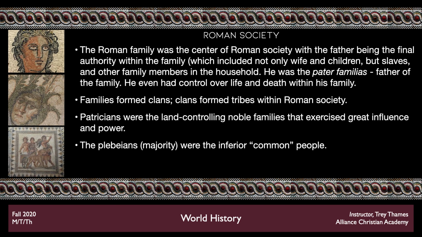The patricians, there's going to be 2 groups that are going to basically fall here in the formation of Roman society. The patricians, these are the wealthy, land-controlling noble families that are going to exercise immense influence and power in Roman society. The majority of the people, though, were plebeians. These were the inferior or common people. So 2 classes of society will develop, patricians and plebeians. You're going to want to know those.